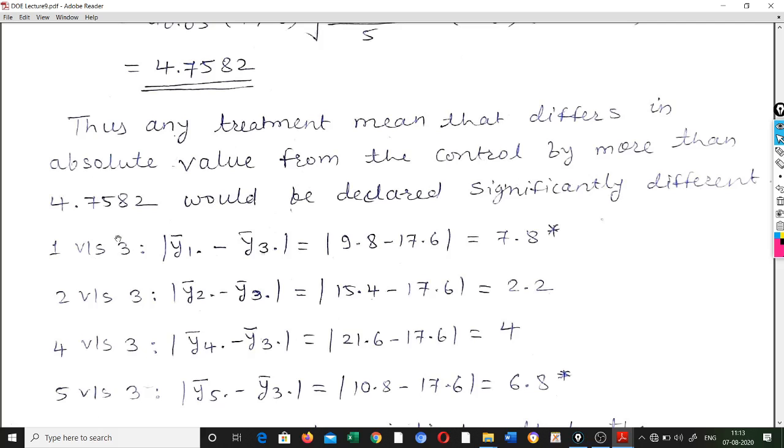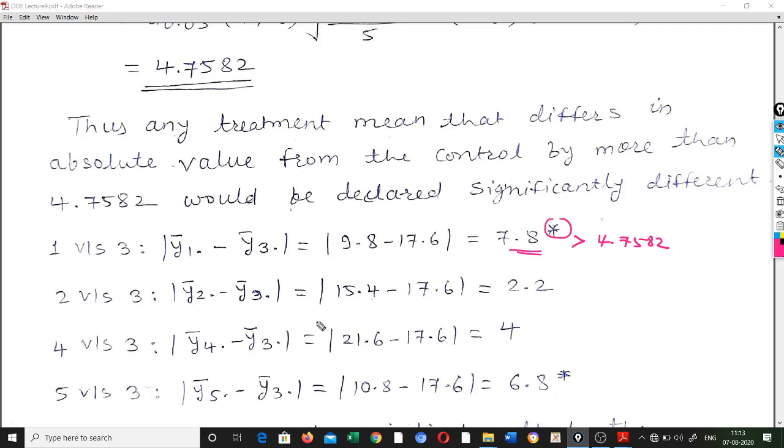Why here is it 3? Because the third treatment we had taken is a control. Take the mod of y bar 1 dot minus y bar 3 dot. You know, y bar 1 dot is 9.8 and y bar 3 dot is 17.6. So this will become 7.8. Now this 7.8 is actually greater than 4.7582. That's why I had given here a star. Wherever it is greater, I had given a star.